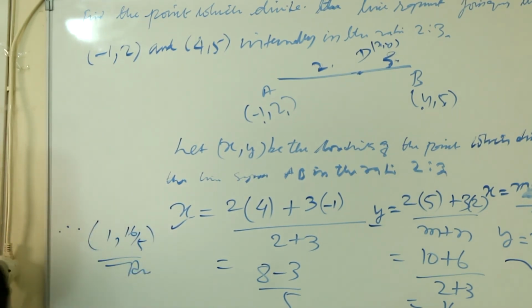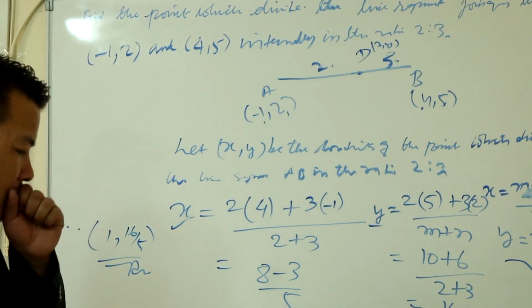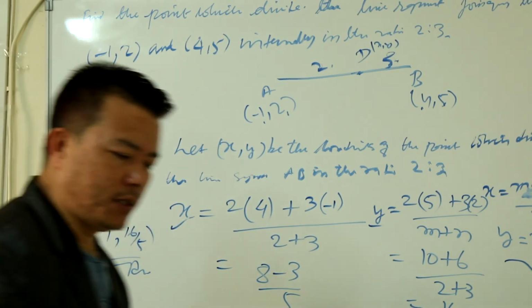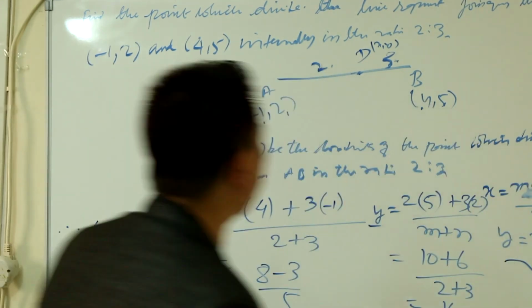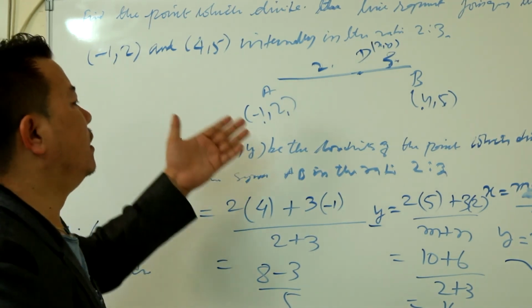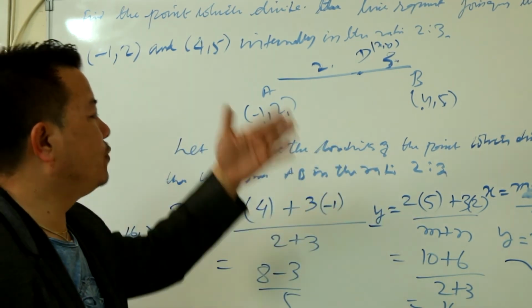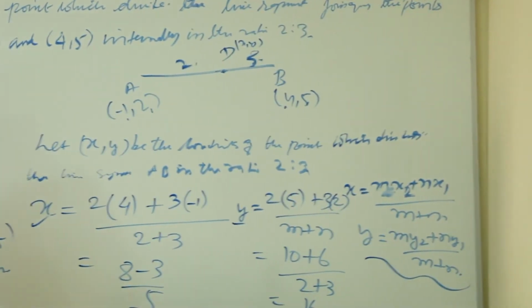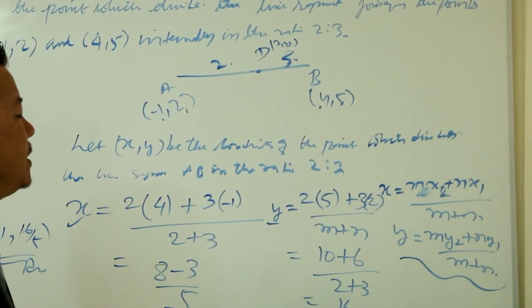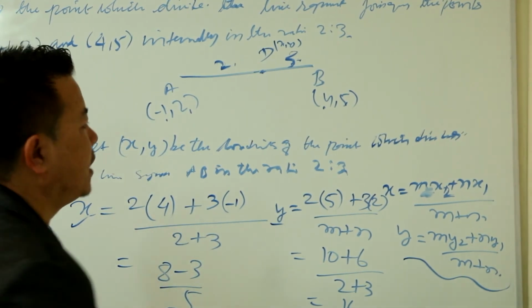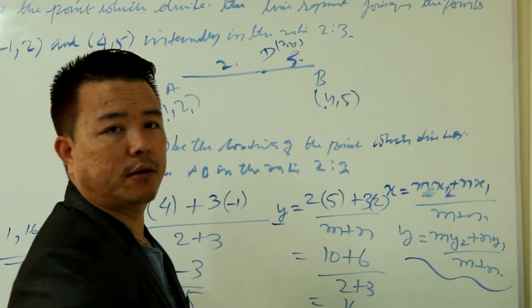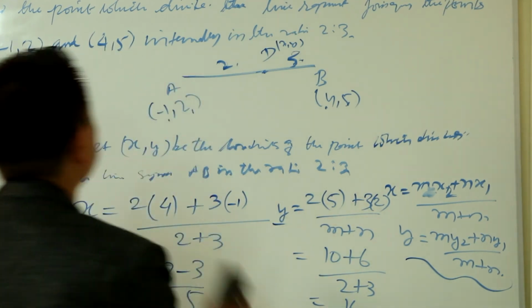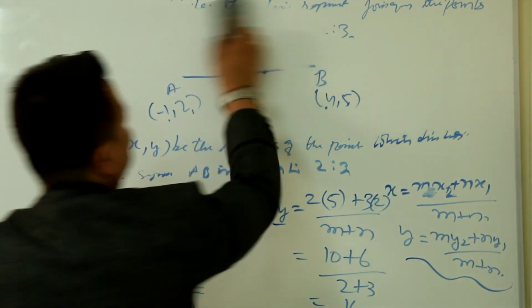16/5. This is the point. So we got this point. This is just a simple application on a simple problem. Now, as we learned what the section formula is and how to derive it, we go on to the next step, which is very simple, I think one or two steps: the midpoint formula. Using this formula only, we can derive the midpoint formula.